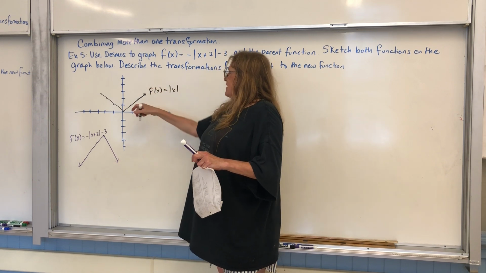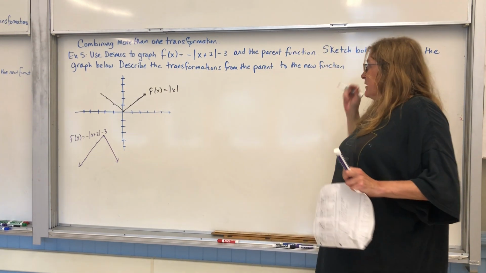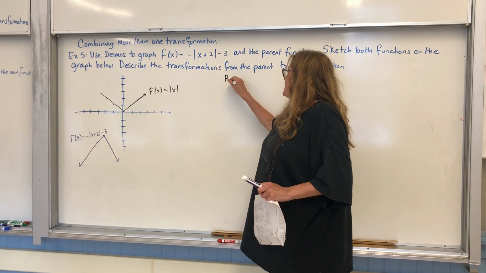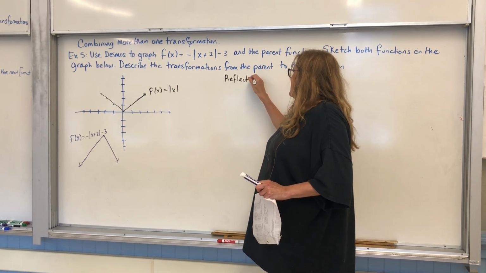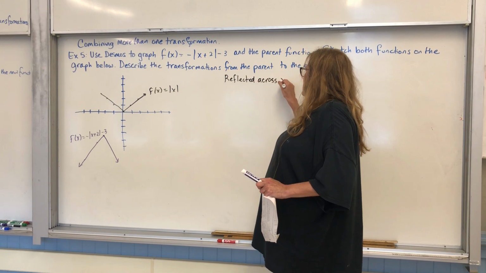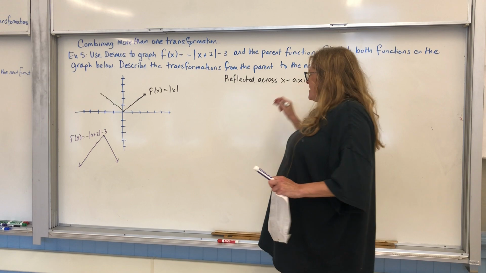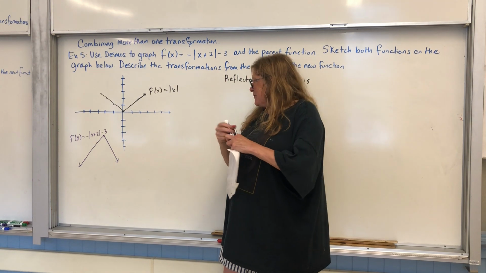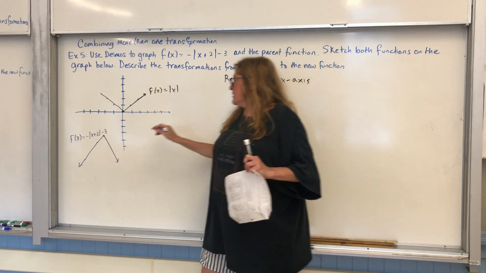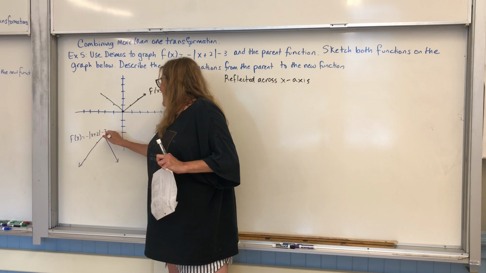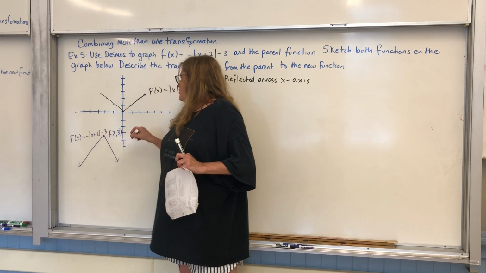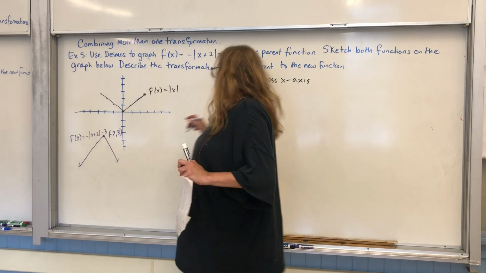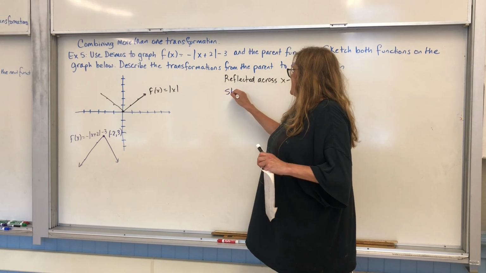Okay, so let's compare what's happened here. Well, one thing you'll probably notice is that it is turned upside down. So we can say it's reflected across the x-axis. So that's one thing. And let's look at the vertex. The vertex of the parent is at 0, 0. But where's the vertex of the new function? Well, it looks here that the vertex is at negative 2, negative 3. So you can see that it's actually shifted to the left 2 and down 3. So that's the second thing that's happened.